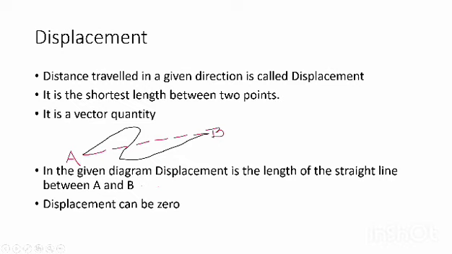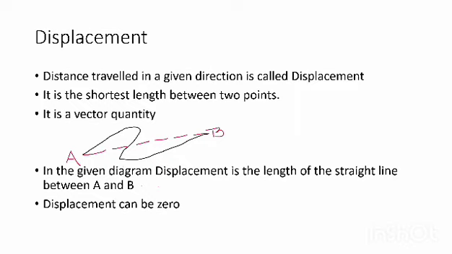We don't care about whichever places you have moved in between and whatever things you did in between. That is not my lookout. My lookout is only that you started from this place and you have reached this place. That is known as displacement. It is given in a given direction. It is a distance traveled in a given direction, called displacement. It's the shortest length between two points.